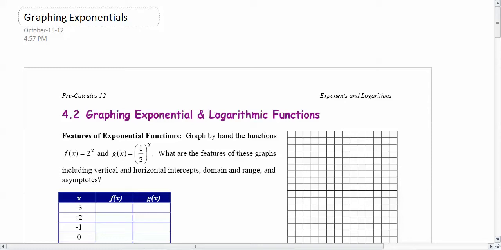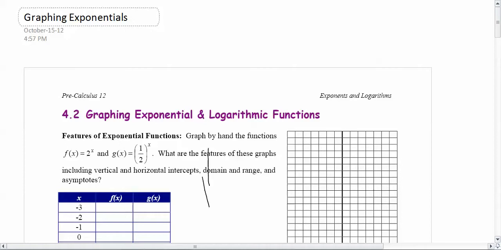Hello everybody, today we're going to be looking at 4.2 graphing exponential and logarithmic functions. So we're going to take a look without the graphing calculator and see what the shape of exponential functions looks like. Last class we learned about exponentials and we reviewed some of the exponential laws from grade 10, and today we're going to see what it looks like as a graph. So this connects really nicely with the chart that you made last class.